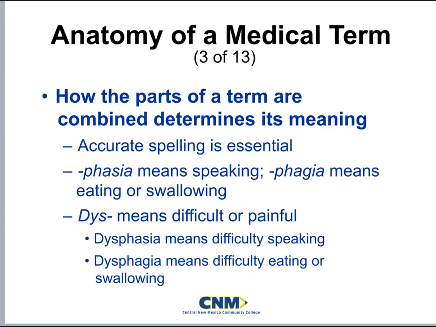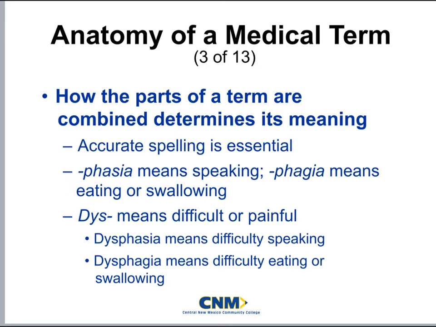Accurate spelling is essential. Please use spell check or have partners go over your charts to make sure that you are spelling the correct word the correct way. For example, phasia, P-H-A-S-I-A, means speaking. Phasia, P-H-A-G-I-A, means eating or swallowing. You can see how you could miscommunicate information if you use the wrong word or spell the word incorrectly.